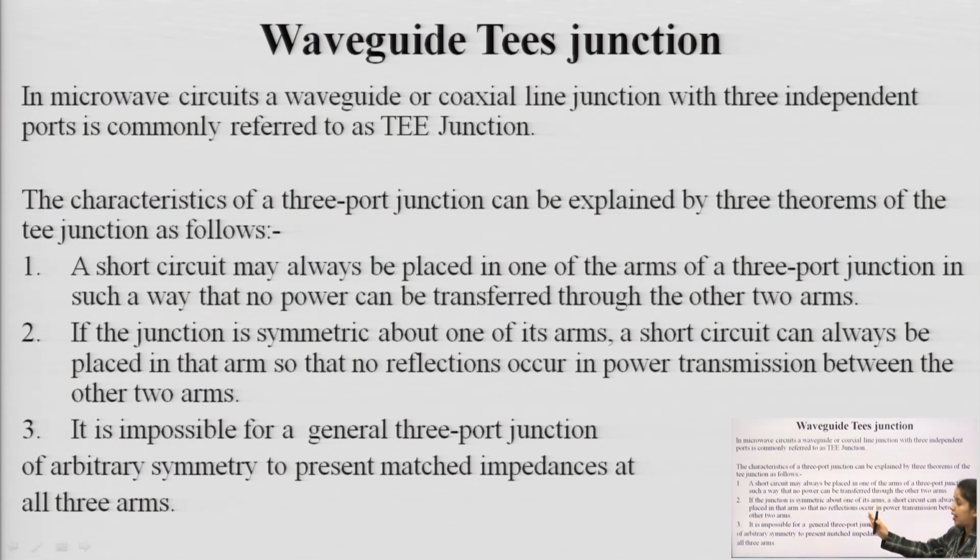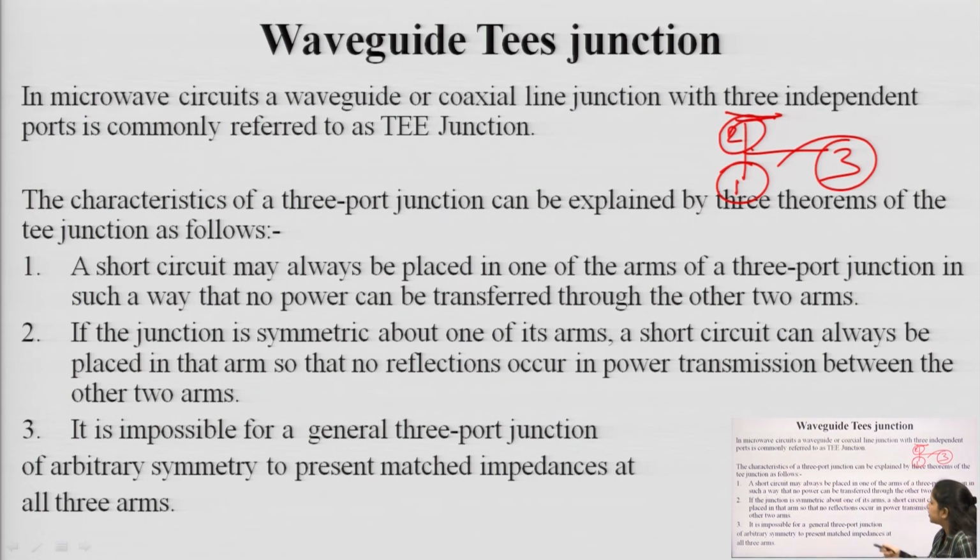The first theorem is that if a short circuit can be placed in one of the arms, that means a T has 3 arms, already 3 independent. So, there exist 3 arms: 1 arm, 2 arms and the 3 arms. If we apply the short circuit at one of the arms of a 3-port junction, such that no power can be transferred through the other 2 arms, in that case no power will be transferred to the other 2.